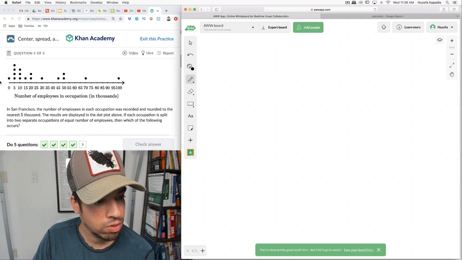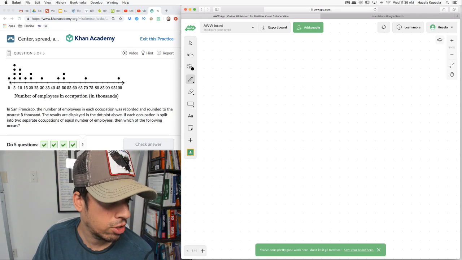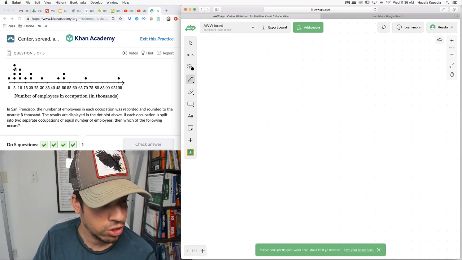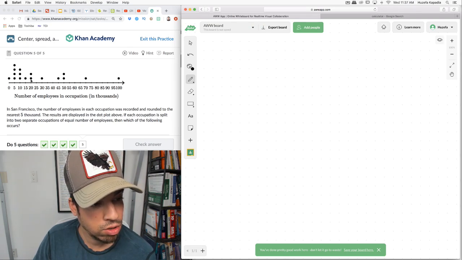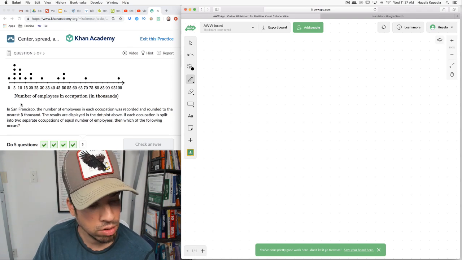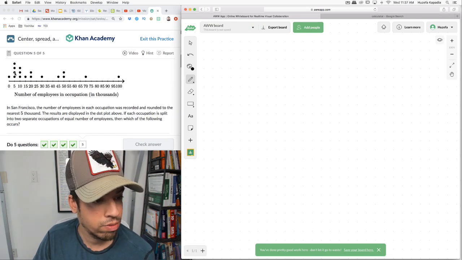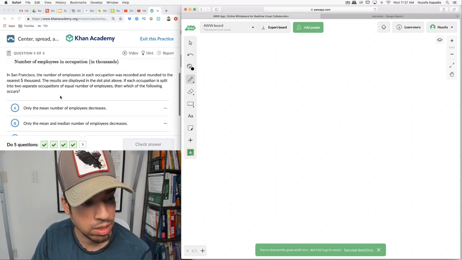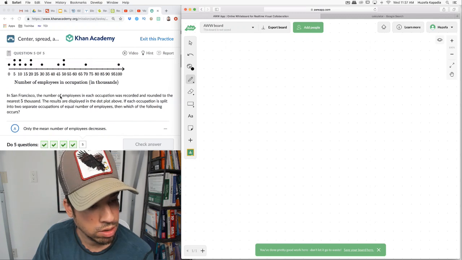Let me understand this graph. So it's saying this isn't a wholly separate occupation. This is like lawyer, doctor, engineer, I guess. Each one of these dots represents a single occupation, and then these two have 20,000 each. These have 30,000. So I think something like that. So they're saying it's split into 2 separate occupations. So this would still be 0. These would be like 25, 25, 25, you know, 8 in 2,500. Okay, I think I understand it, but let's see. Only the mean number of employees decreases.